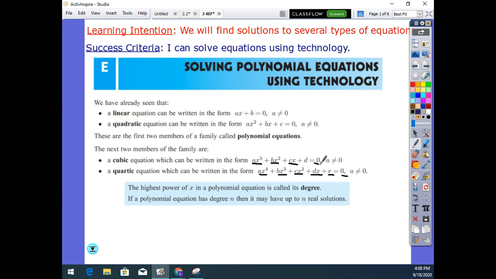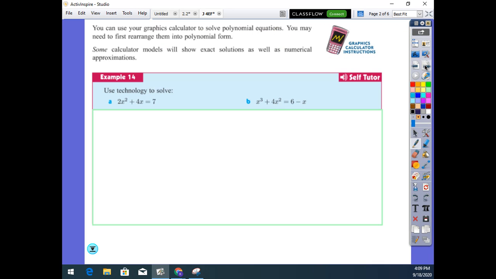equations. We know that a linear equation has degree 1 in the exponent. Quadratic has degree 2. So degree is just the highest exponent. The highest power in a polynomial is called the degree, and the degree indicates how many real solutions there are. So we can do cubic, which is to the 3rd degree, quartic, to the 4th degree. And these get pretty tough to solve, which is why we're going to look at technology.